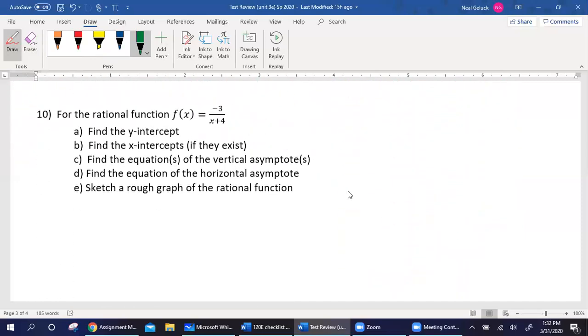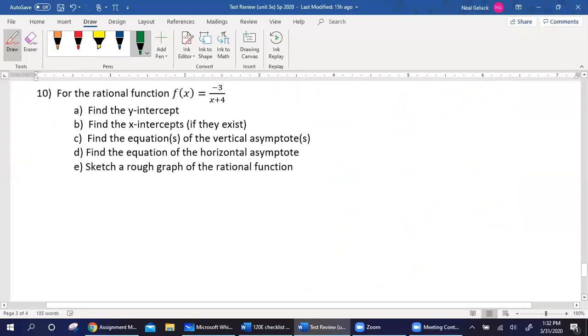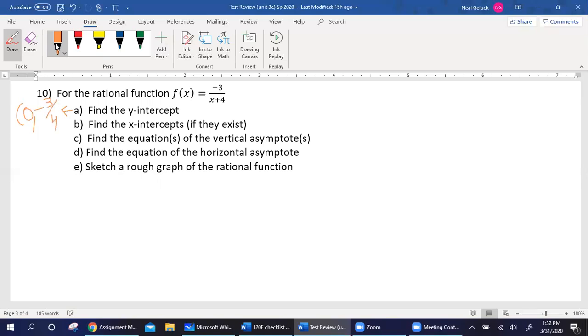Okay, for the final problem, now we're looking at a rational function. First thing it wants is the y-intercept. Remember, I plug in 0 for x. So if I plug in 0 for x, this would just give me -3/4. So my y-intercept, 0, -3/4.